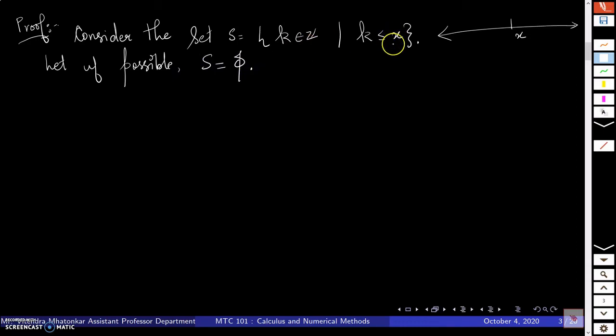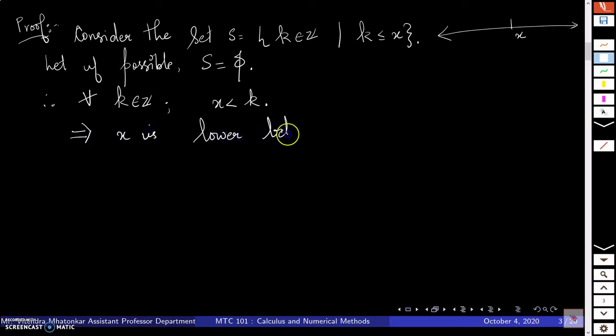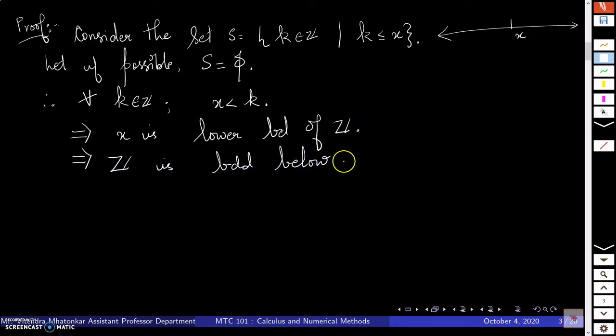That means there are no integers which are less than or equal to x. That means every integer is greater than x. Therefore, every integer k has to be greater than x. So k is greater than x for every integer k. This means x is a lower bound for the set of integers Z. That means Z is bounded below. That's a contradiction. We have already seen that Z is neither bounded above nor bounded below. So that's a contradiction.